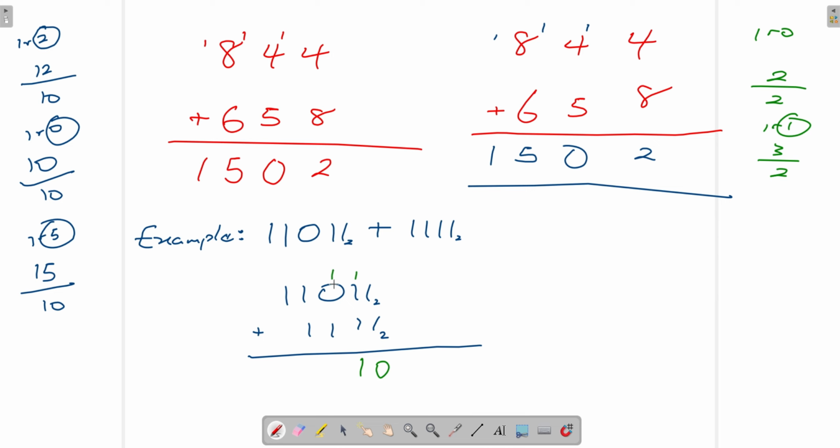So this is 2. 1 plus 0 plus 1 is 2. We have it here already. So write the 0 and add the 1 to the next line. And we have 1 plus 1 plus 1, 3. We have it here already. So write 1 and add the 1 to the next line. This is 1 plus 1. We have it here already. 2. So write 0 and add 1 to the next line. So the answer will be 101010 base 2.